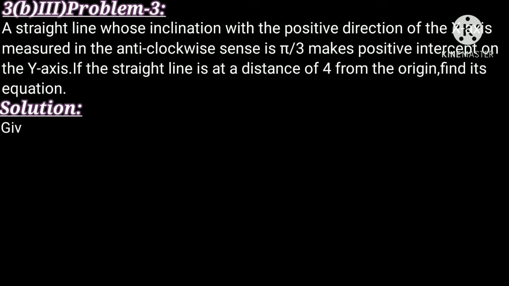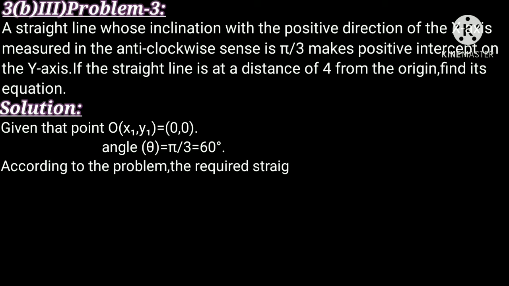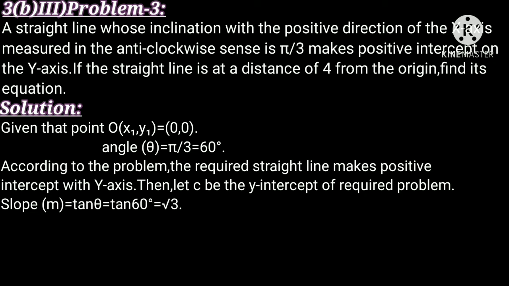Solution. Given the point (x1, y1) equal to (0, 0), angle theta equal to pi by 3, that is 60 degrees. According to the problem, the required line makes a positive intercept with the y-axis. Let c be the y-intercept of the required line. We can find the slope: slope m equal to tan theta. Substituting theta, m equal to tan 60 degrees, m equal to root 3.